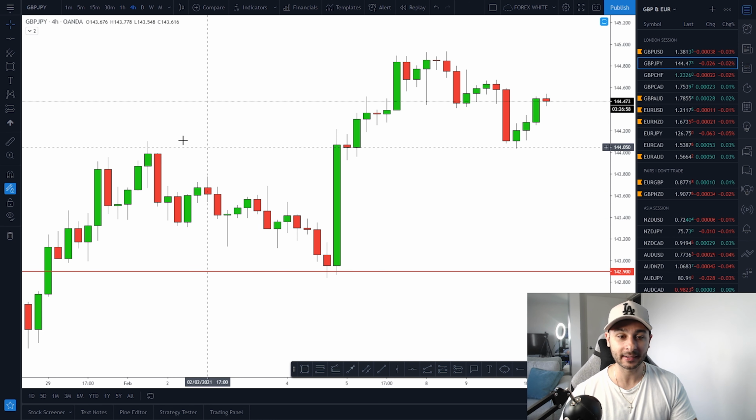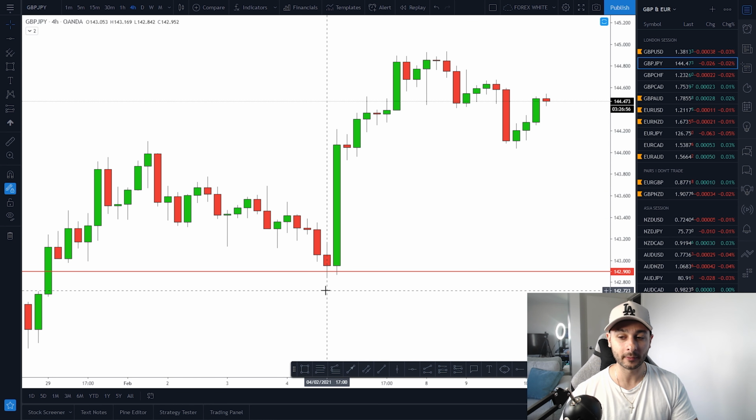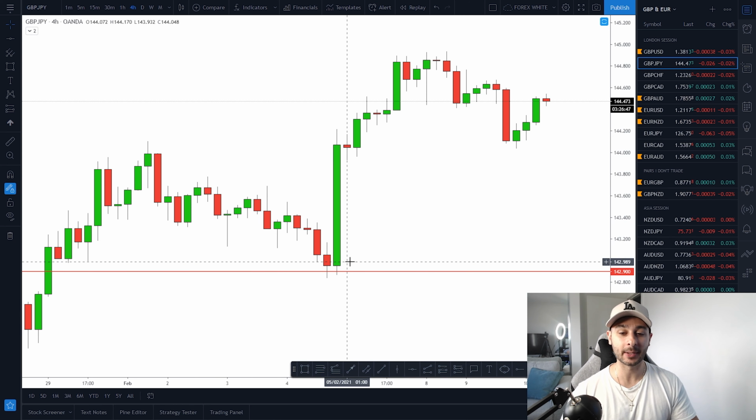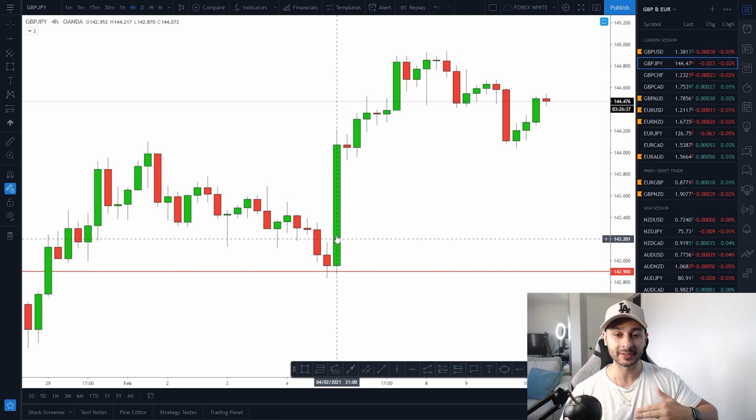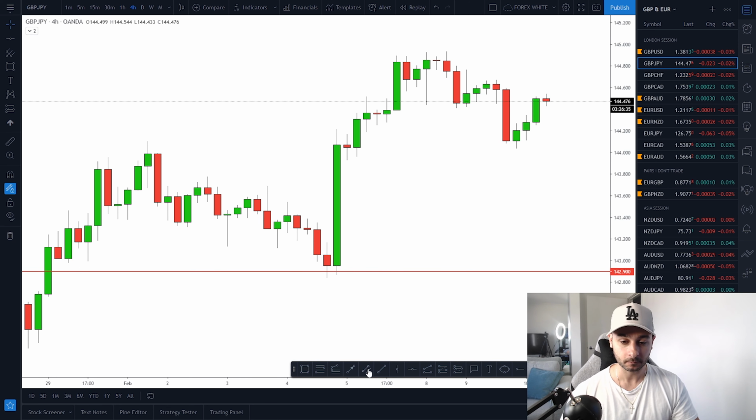You can see that the market came down to 142.900, and we had this massive momentum candle, lots of buying pressure. Once again, someone didn't put a $1 million order on to do this. It was multiple orders coming in at once, pending orders, whatever it was, that caused this massive momentum shift.